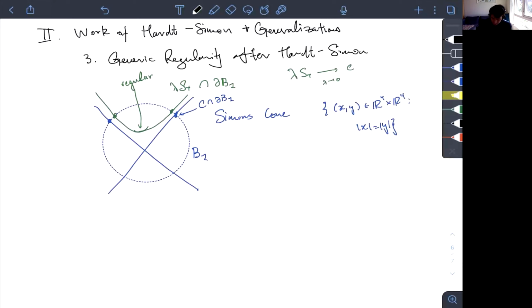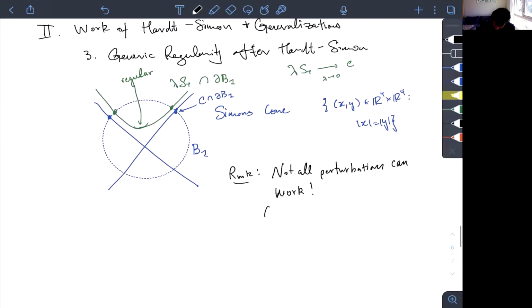Okay. So, but you have to be careful. Not all perturbations work. Okay, and so in general, we haven't proven that there always exists some perturbation that works, but it's definitely not true that any perturbation is going to destroy the singularity because you can rotate. So if you rotate the Simons cone, the intersection with the sphere is perturbed slightly, but the singularity is still there.